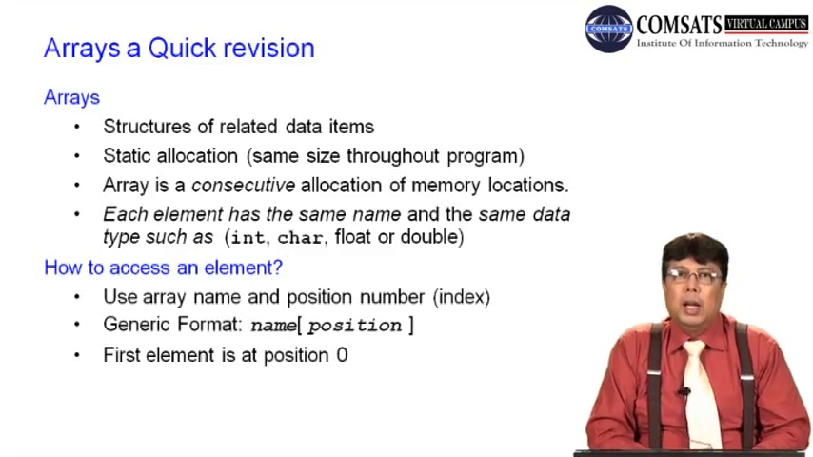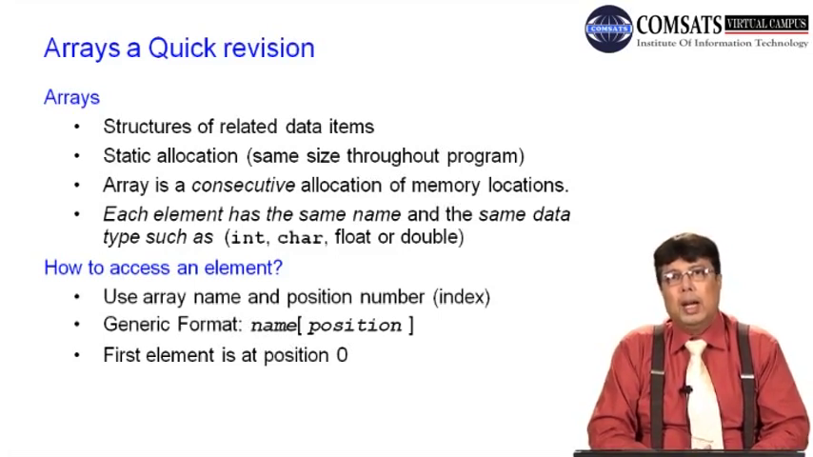Each element of the array has the same name, but how do we distinguish the elements? We distinguish the element with the help of an index. That could be a variable, that could be a constant, or that could be an expression.